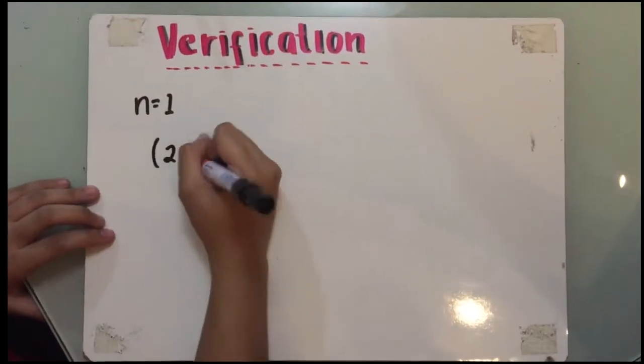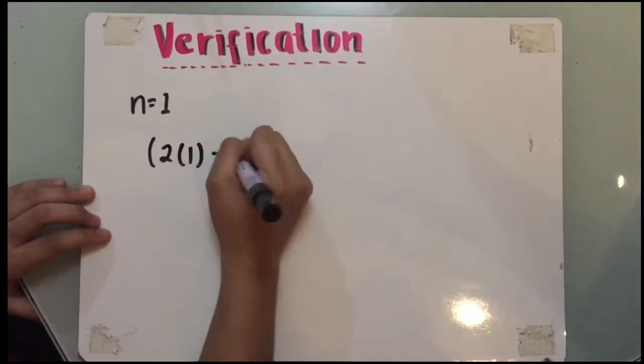And now for the first step, which is the verification. Since we have to prove it for all natural numbers, we will start with 1. So n is equal to 1. We will substitute all the n with the number 1.